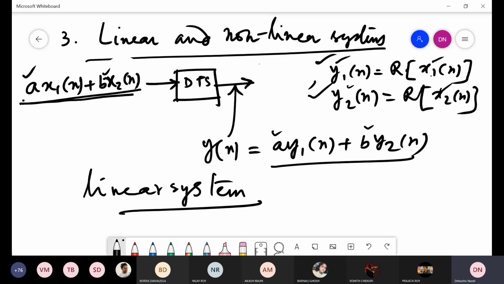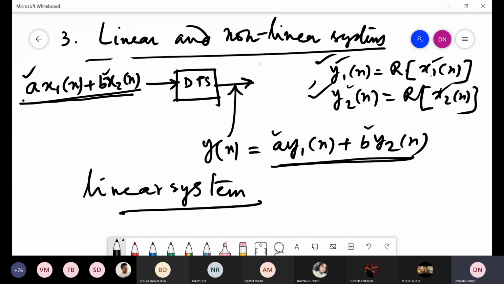And if you see that the output is also the linear combination of the previous two outputs with the same constants a and b, then the system is called a linear system. This is the mathematical interpretation of the linear system. And the definition is this: a system which follows the linear superposition principle is called a linear system. Okay.